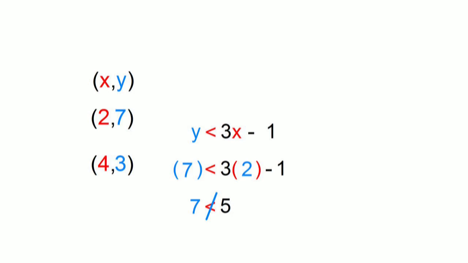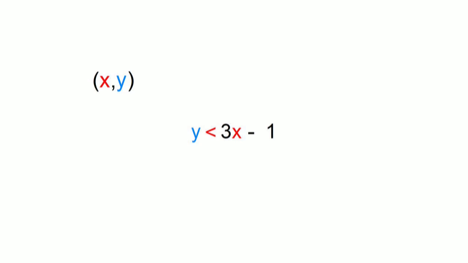How about the other point, 4, 3? Will that keep the inequality true? I have to plug in 3 for the y value and 4 for the x value. On the left side, I just have a single number 3, so I don't have to simplify anything on that side. On the right side, I have to simplify 3 times 4 to get 12, then subtract 1 to get 11. Now, is 3 less than 11? Yes, it is, so the point 4, 3 works in the inequality.